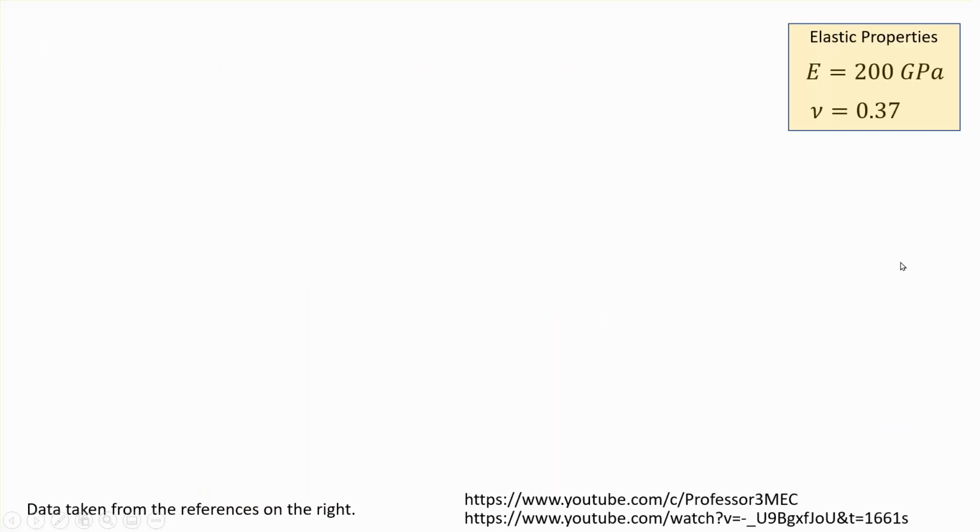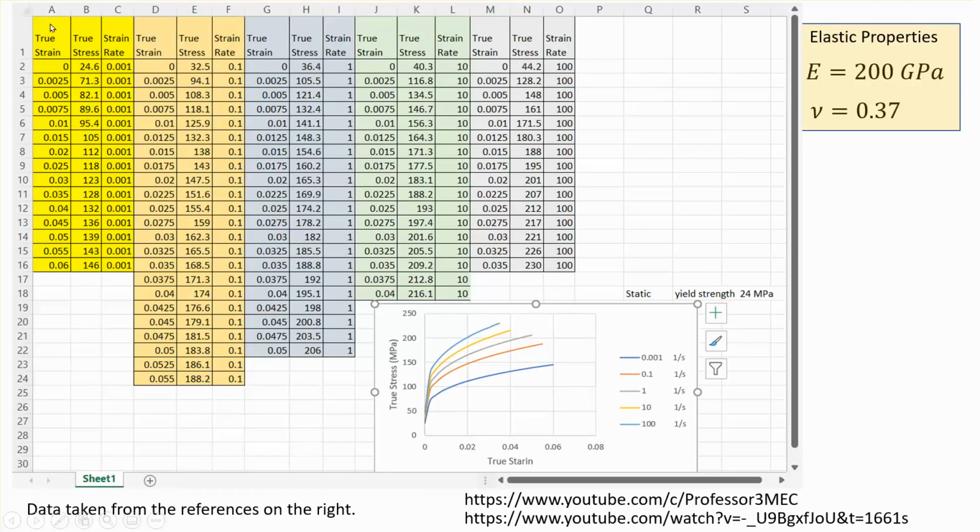The elastic modulus values are standard for steel. And these are the 5 sets of data that I was talking about. See that? There is the yellow one, which is for strain rate of 0.001. The orange one, strain rate of 0.1. Blue, strain rate of 1. And then the next one, the green, is 10, and then 100. These are plotted here. You can see that. By the way, you need a static yield strength, which I'm going to assume is 24. You can use this if you want, but I'm going to assume it's 24.